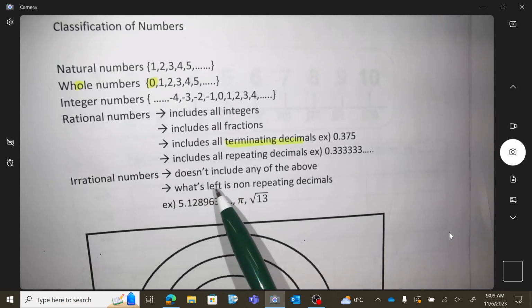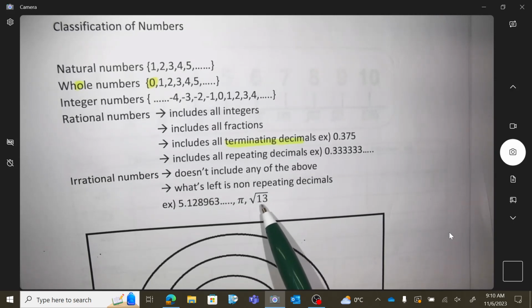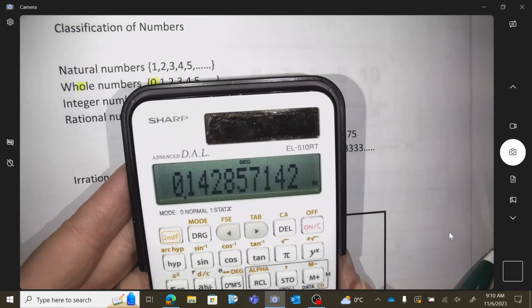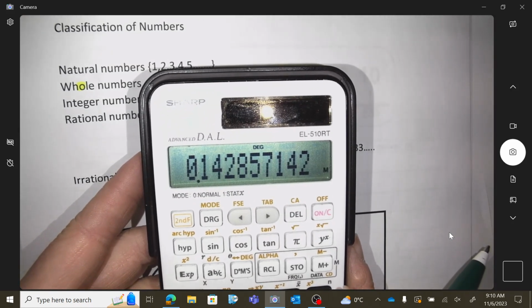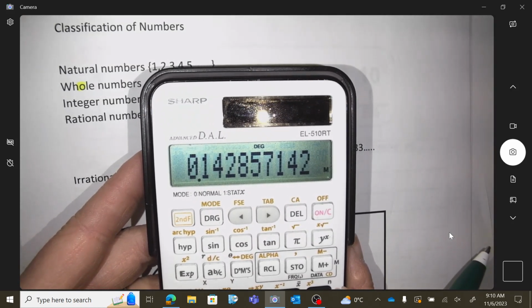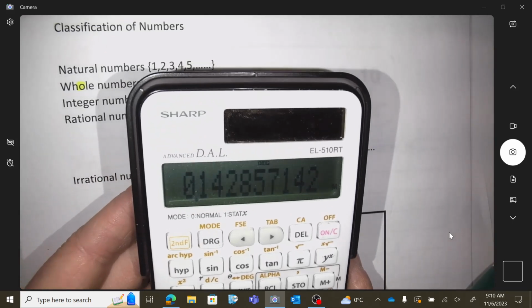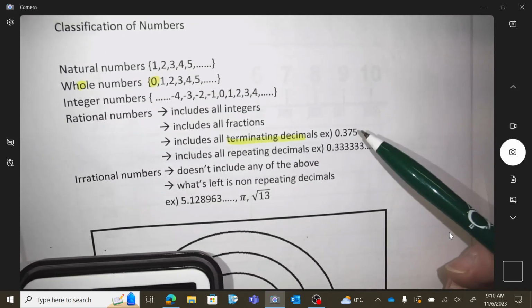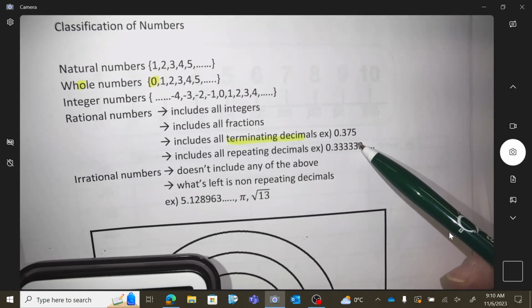Irrational, now we would have what's left. So things that don't stop, any kind of crazy decimal. So that's the one I showed you. This would be irrational now because it's just a decimal that's not stopping. This decimal doesn't stop, but it's a repeating one, so that's still in the rational category.